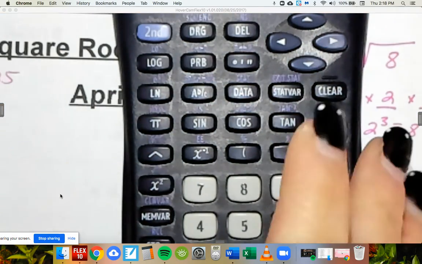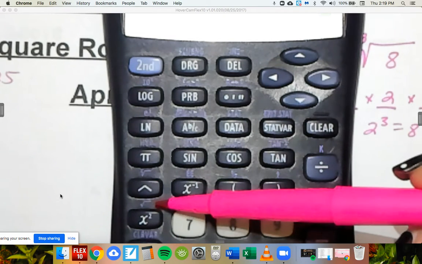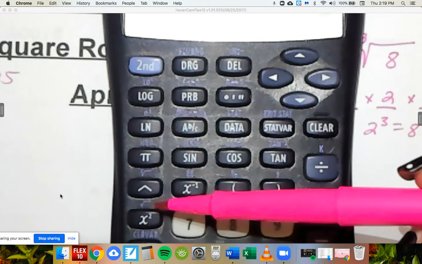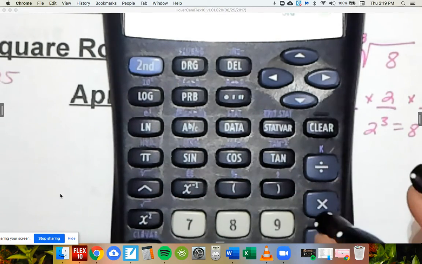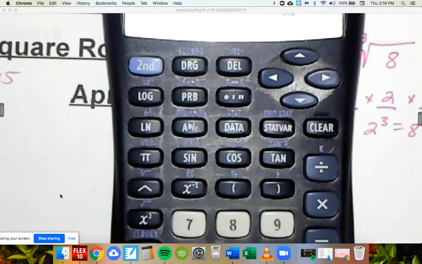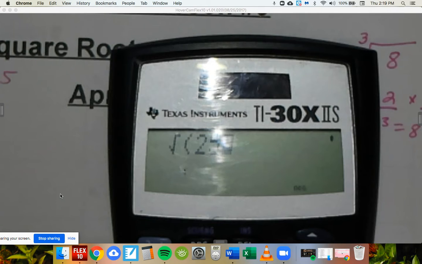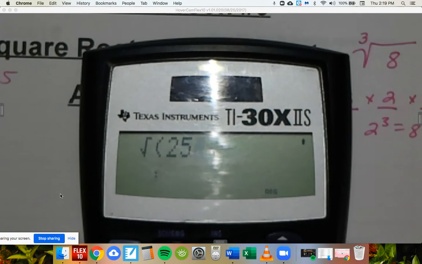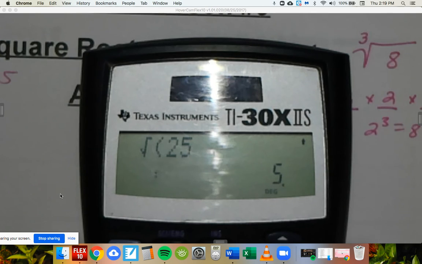I know there's a glare, but if you look above the x squared button, up here, really light in this light blue, that is the square root button. So if we wanted to find the square root of a number, you would do the second function, hit that, and put in the number you were trying to find the square root of. There we go. Then you could hit enter, and it would tell you the square root of 25 is 5.